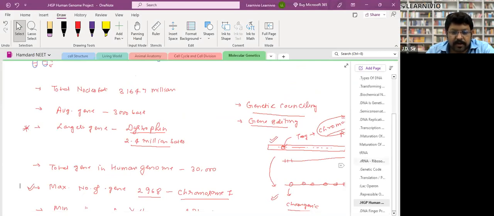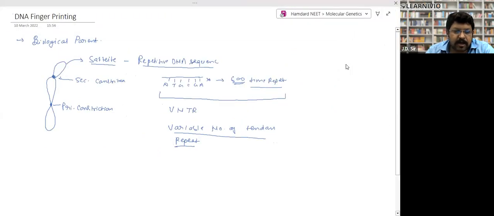Now, DNA fingerprinting. Can anyone tell me what DNA fingerprinting is? What is the purpose of DNA fingerprinting? Tell me, Abhinav. Sir, it is the process of removing the strands of the DNA and verifying the proteins.